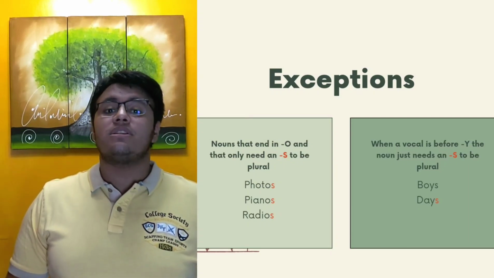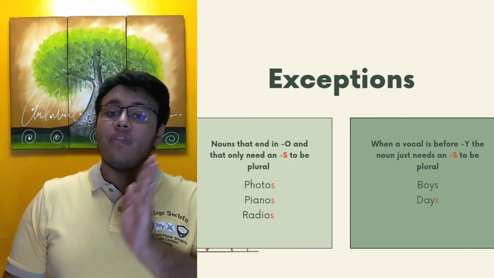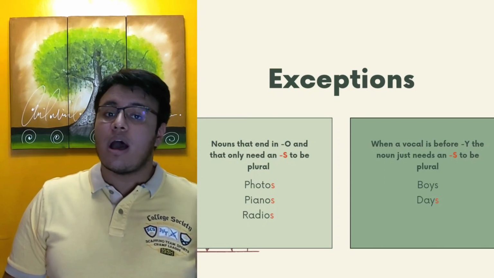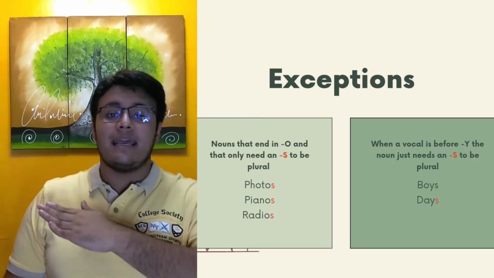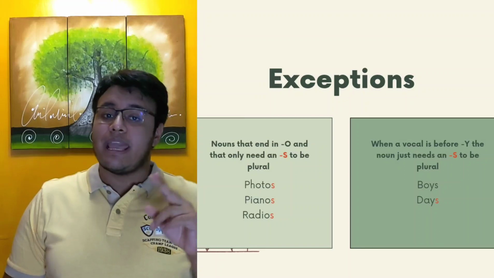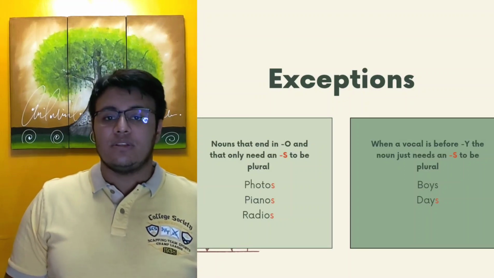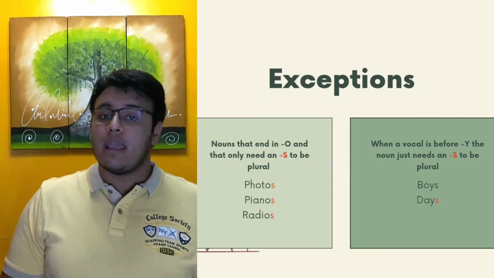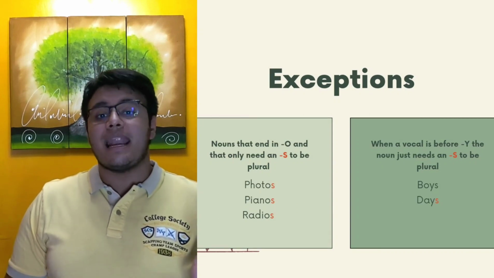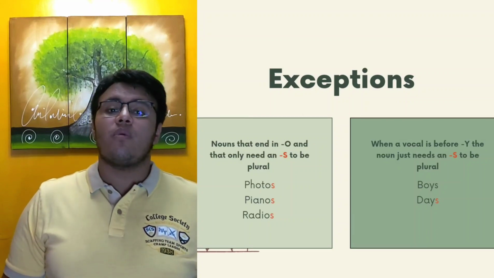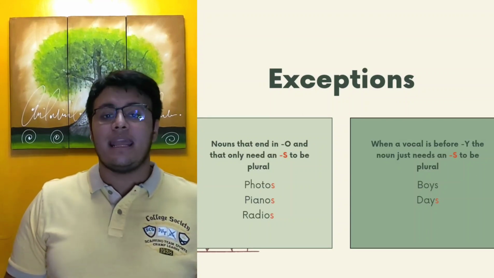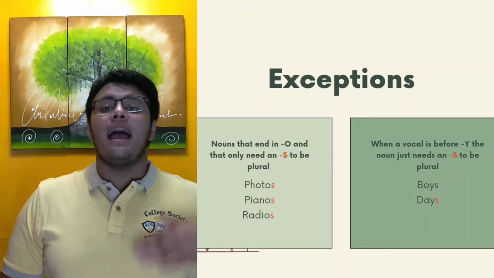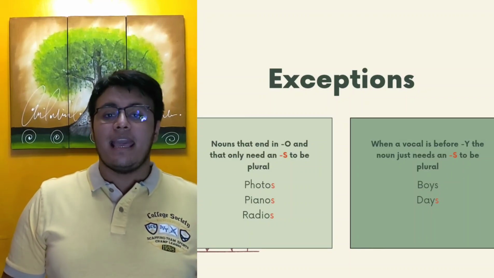And another exception is when we have the Y at the end, but we have a vowel before that Y. We only need to add an S. We don't change that for an I and add an ES. Do you understand? For example, we have the word boy. To make it plural, we only need to add an S, boys. And the other one is day. We only need to add an S, days. As you can see, we have the vowel and then we have the Y. That's why we only add the S.